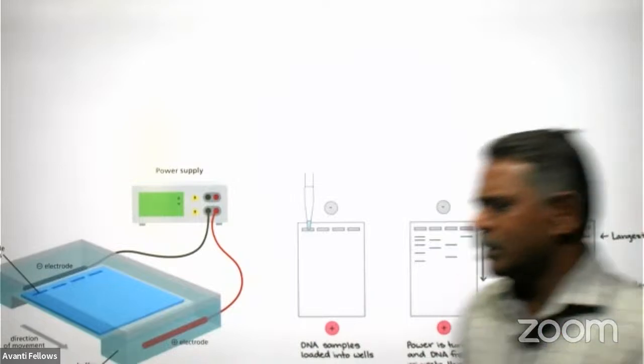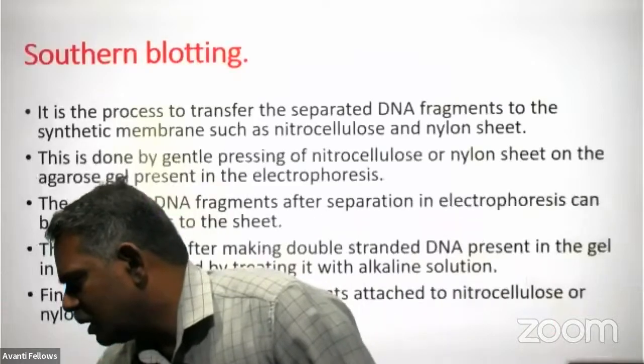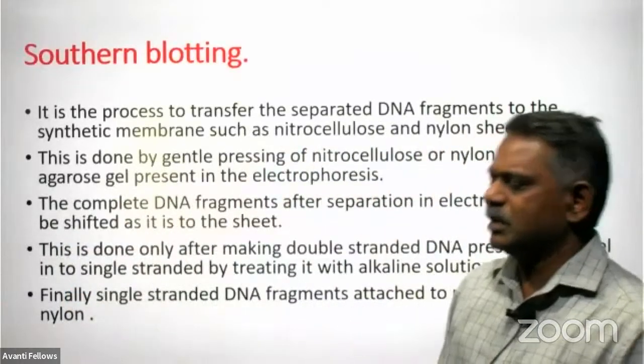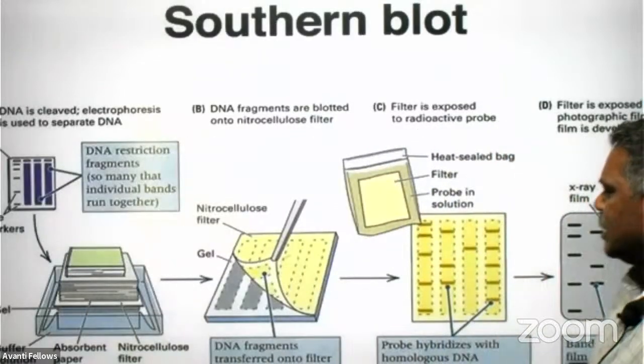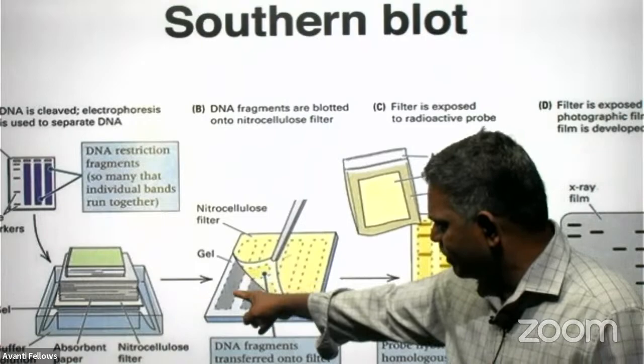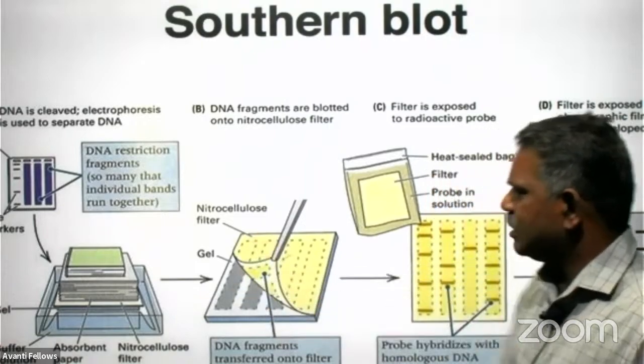And this we have to blot. We have to blot it, and we call it what? The Southern blotting. And Southern blotting is like this. These are the separated DNA fragments, and they are single-stranded.